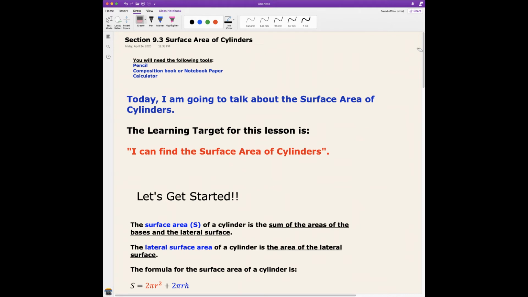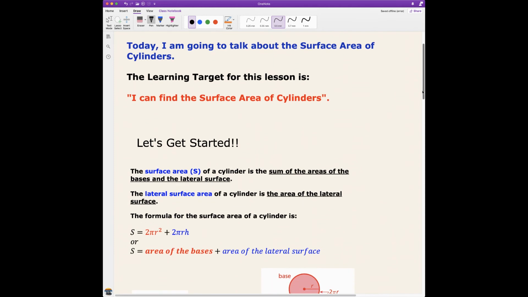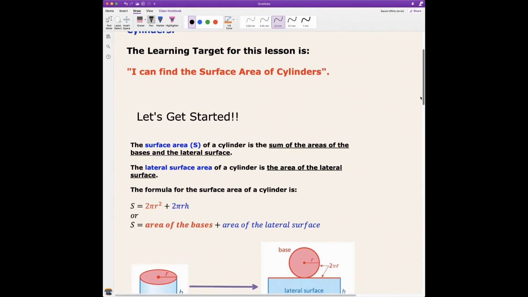For this video, you will need a pencil, composition book, or notebook paper to take notes, and a calculator to help work out some of the problems. The learning target for this lesson is: I can find the surface area of a cylinder. So hopefully you can say that confidently after watching the video. And so I'll get started.